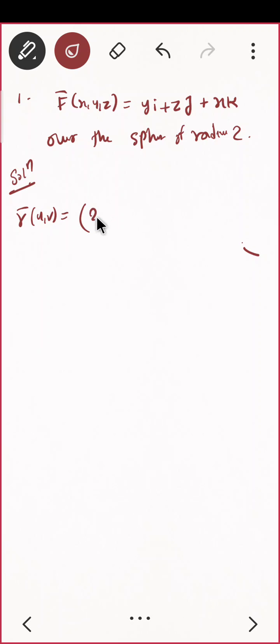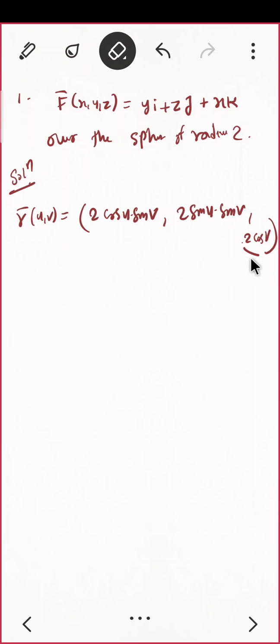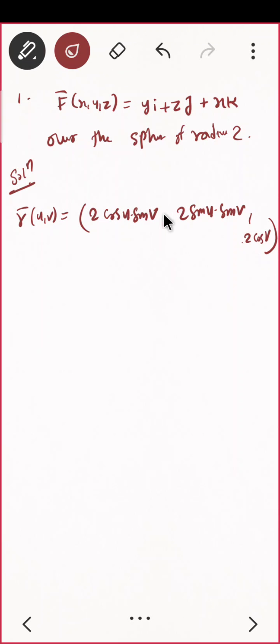Radius 2, that means 2 cos u sin v, comma 2 sin u sin v, comma 2 cos v, right? It is quite strange that you are still not answering this. So this is the parametrization. Do you agree? First question, do you agree with this? This is the parametrization. And what are the limits of u and v? Tell me.